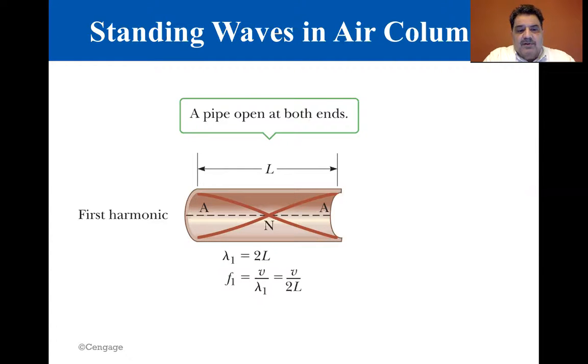If one end is closed, a node must exist at that end because the movement of the air is restricted. If the end is open, the elements of air have complete freedom of motion and an antinode exists. The figure shows the first three modes of vibration of a pipe open at both ends.